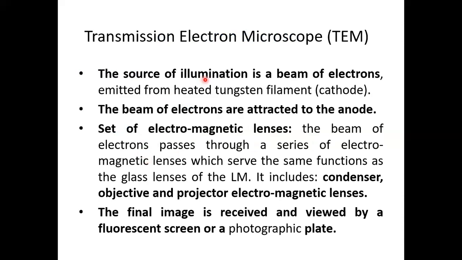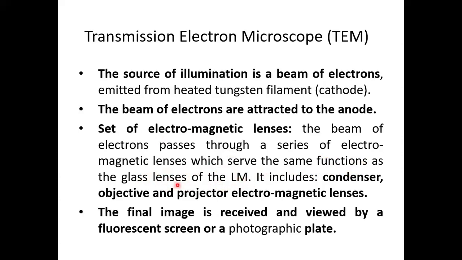Transmission electron microscope: the source of illumination here is the beam of electrons emitted from the heated tungsten filament, and the beam of electrons is attracted to the anode at a set of electromagnetic lenses. The beam passes through a series of electromagnetic lenses which serve the same function as the glass lens of the light microscope.